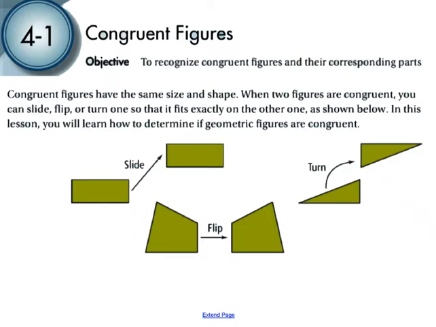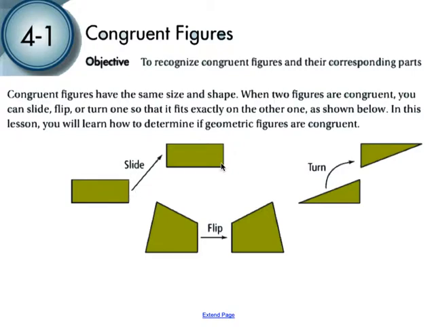Well, today we are going to talk about congruent figures, and we will be determining how to tell whether two figures are congruent or not, and we will be talking about what their corresponding parts are. So, congruent figures have the same size and shape, so that's the most important thing for you to take away from that here. They look alike, and it looks like they're congruent.